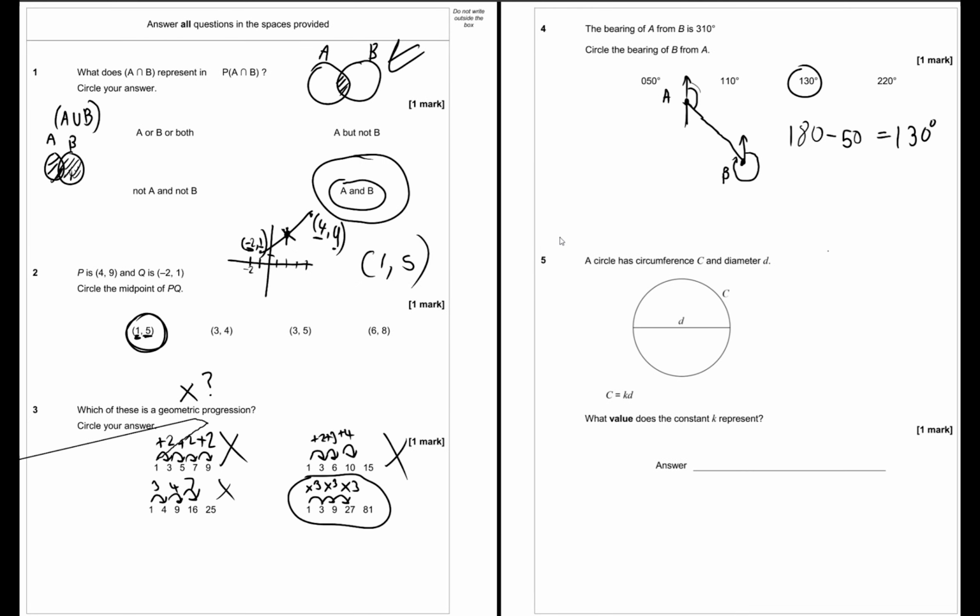Okay, question 5. A circle has a circumference C and a diameter D. C equals KD. What value does the constant K represent? How do we get the circumference of a circle from the diameter? C is going to equal the diameter times by something. So what is K? K is going to be pi. So we can put pi as the answer down here.